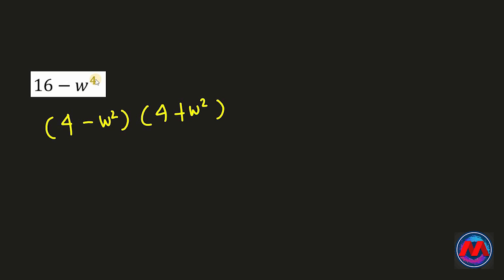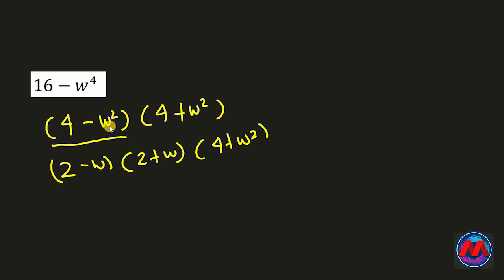If you notice, we can still factor this term, because 4 is a perfect square and w squared is also a perfect square. So that would be equal to 2 minus w, 2 plus w, and 4 plus w squared. These three are the final factors. We cannot factor 4 plus w squared any further. That's it. Alright?